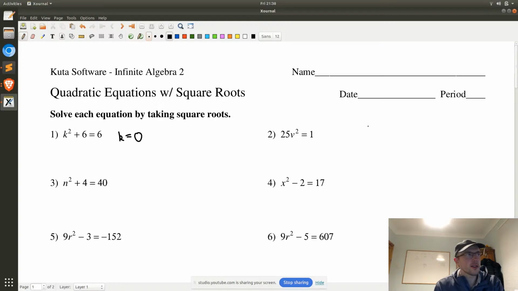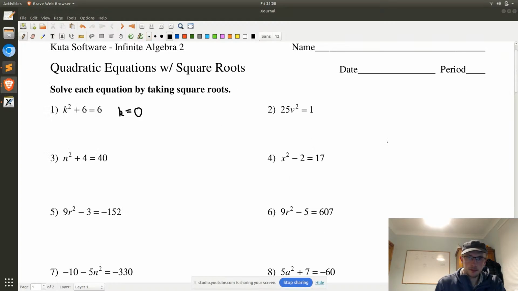Nothing sophisticated there. Divide both sides by 25, so V squared equals 1 over 25. Take the square root of both sides, so V equals square root of 1 over 25, which is the square root of 1 over the square root of 25, which is 1 over 5, plus or minus a fifth.